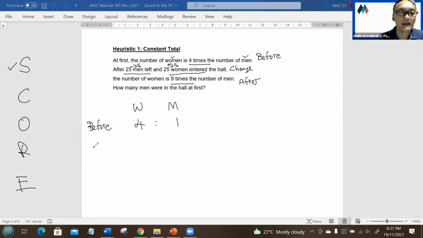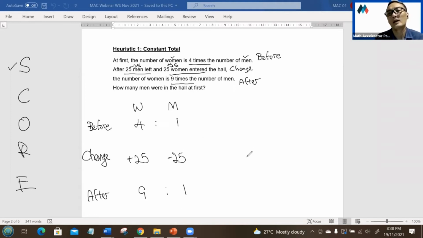Next, there is the change. In the change, we say that 25 men left, so minus 25. 25 women entered the hall, so plus 25. Then we have the after scenario. From here, we have the number of women is 9 times the number of men. So 9 is to 1.